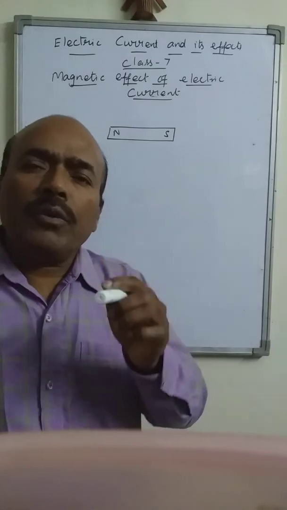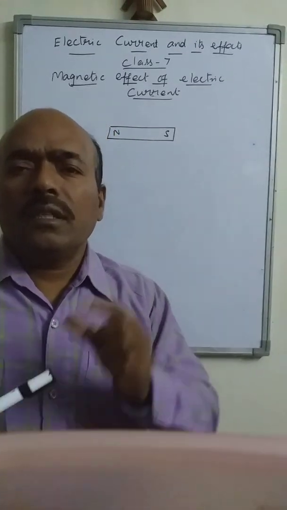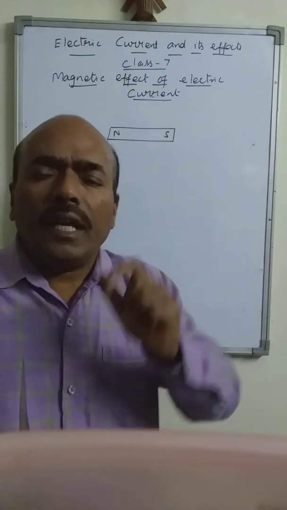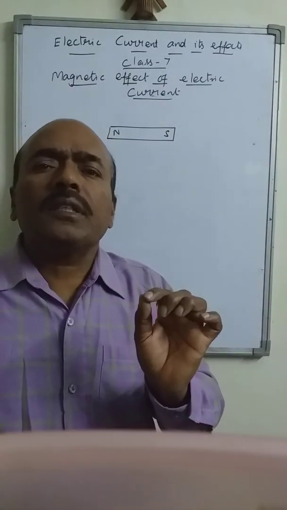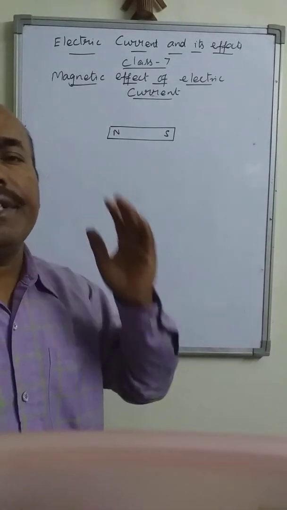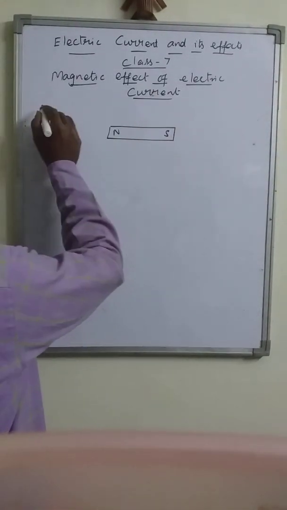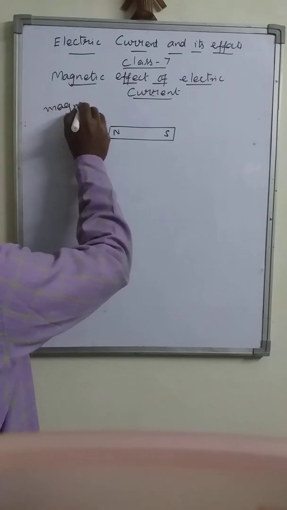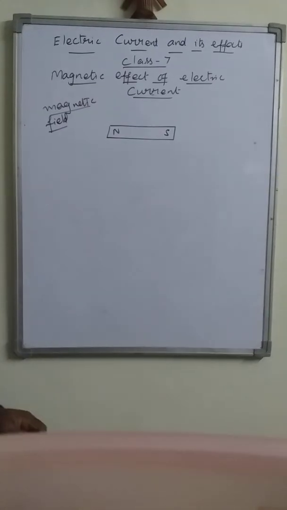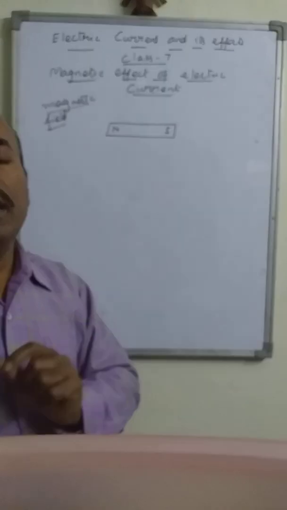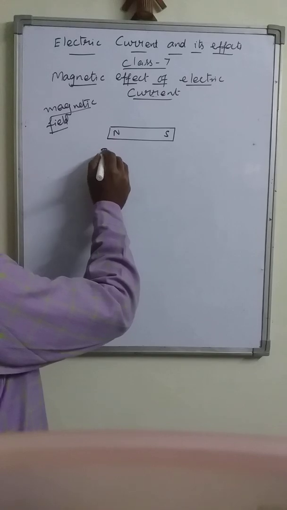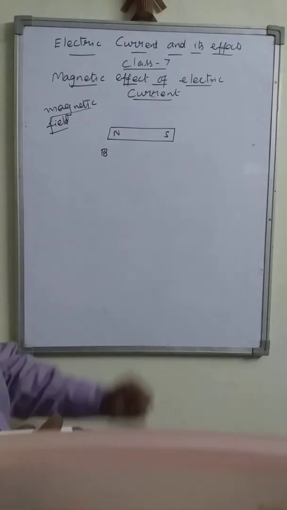Now, we are going to discuss one more important property of bar magnet, that is, every bar magnet develops a field around it that we call the magnetic field. So what is the magnetic field? As I said earlier, if an iron piece is placed nearer to this bar magnet, it attracts.